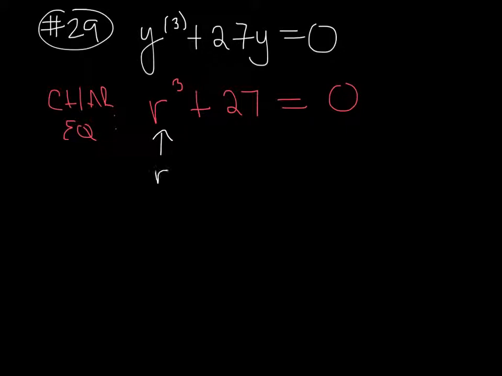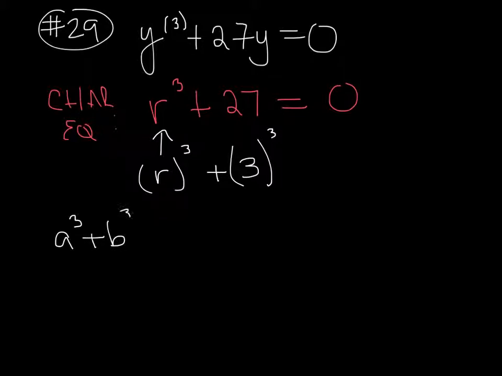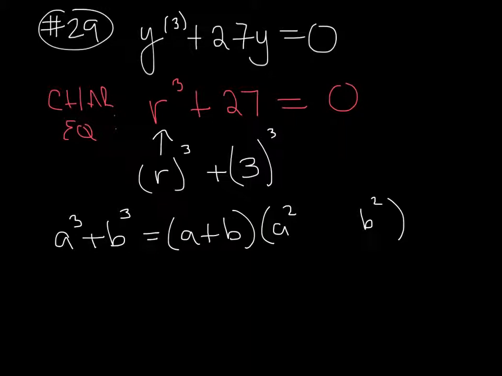Obviously this is r cubed. But notice 27 is a perfect cube. I can rewrite that as 3 cubed. So there's a formula, a sum of cubes and difference of cubes. So a cubed plus b cubed is a plus b. That's one factor. And then the other factor, one way I remember it is I know a squared, and then I know b squared, and then it's just the product of a and b, with a minus sign.